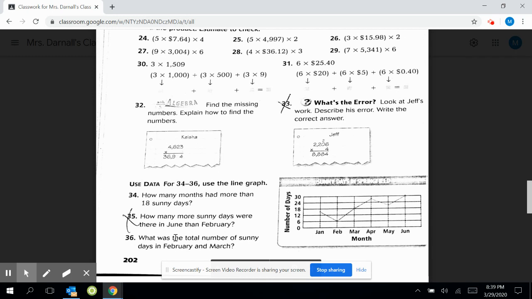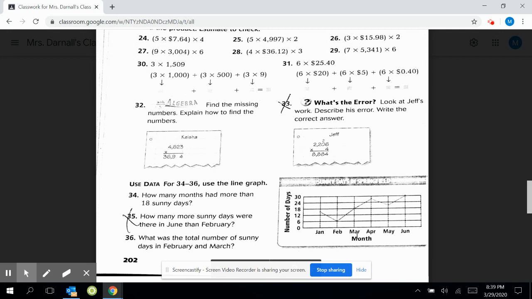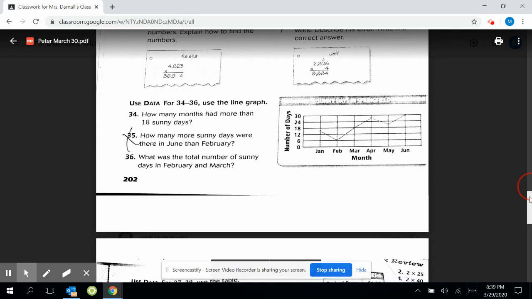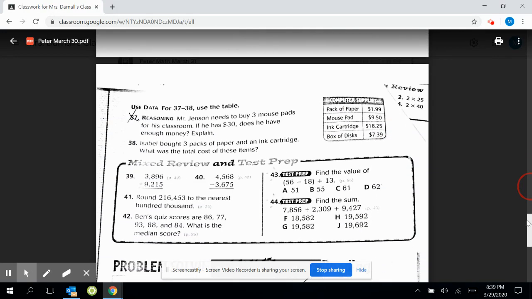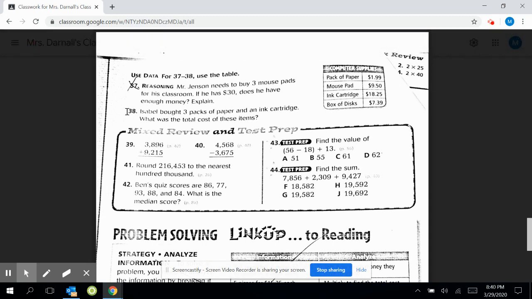Number 36. What was the total number of sunny days in February and March? So you'll look in February and see how much that is. You'll look in March and see how much that is. And then what would you do to figure out how many all together? How many days all together? You need to use a certain type of operation to figure that out.